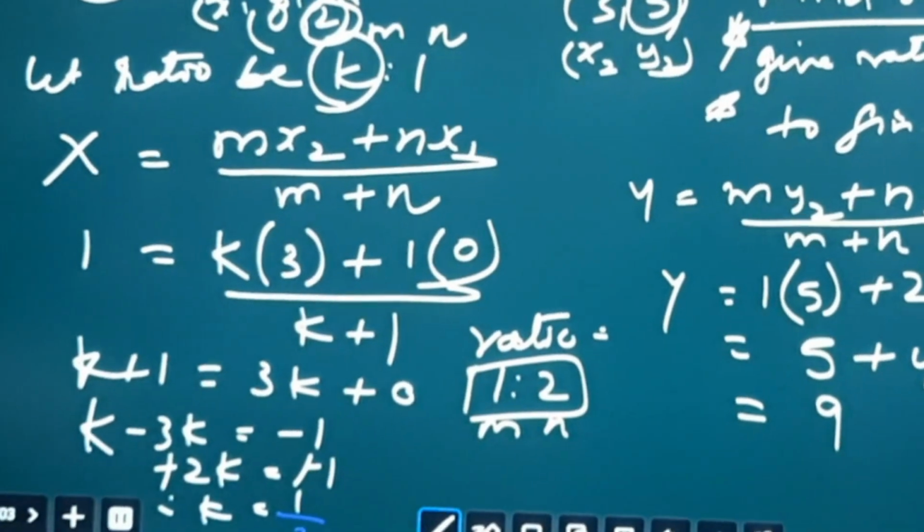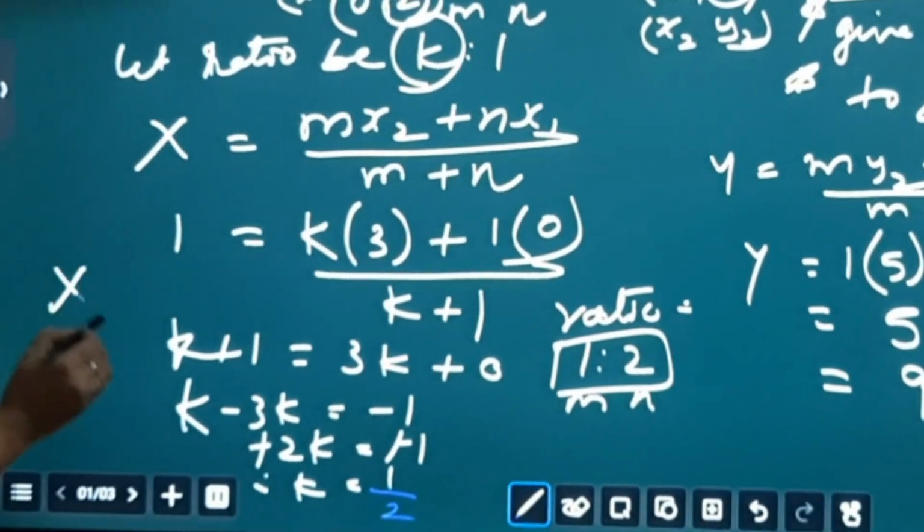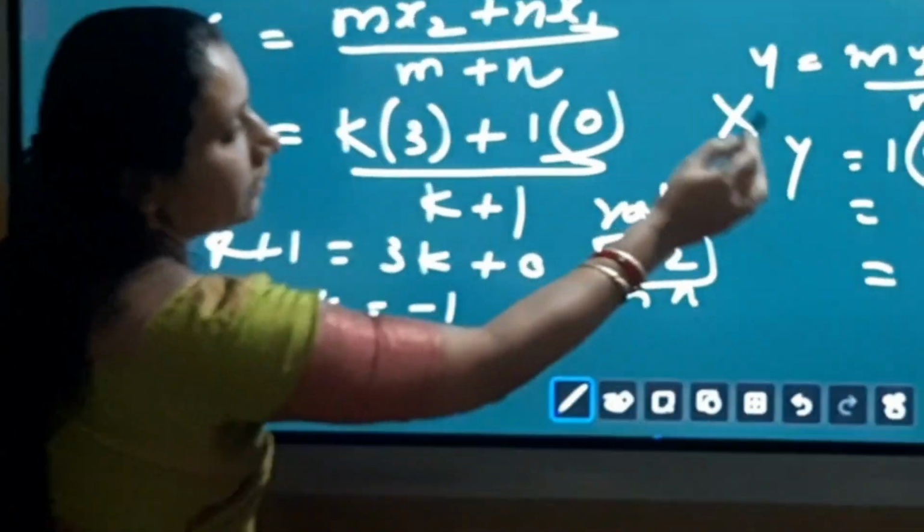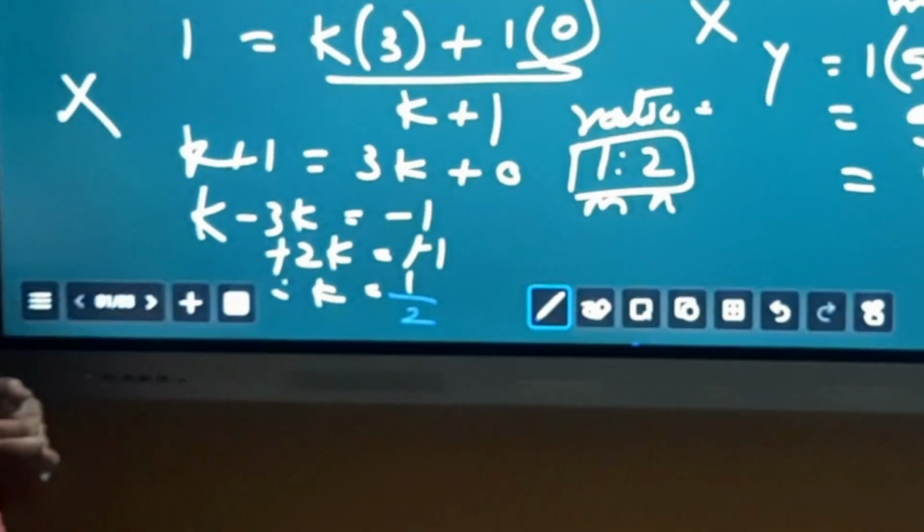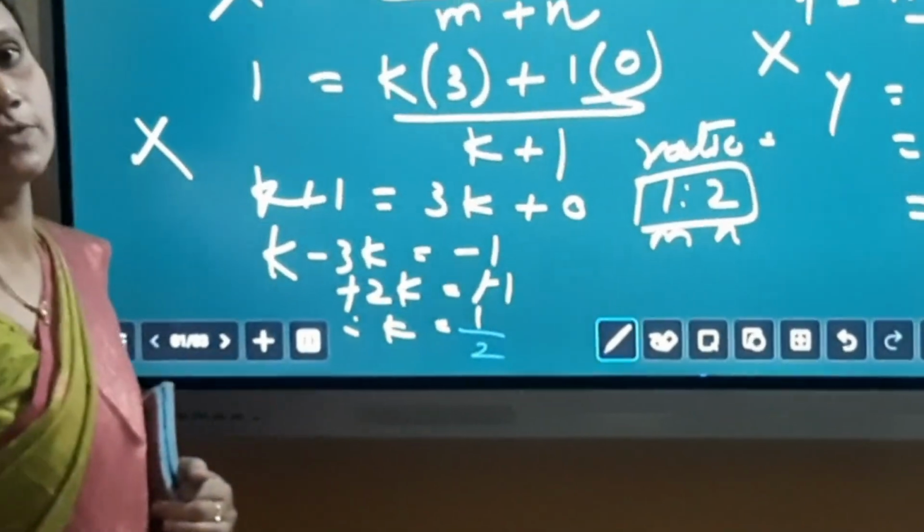So the same formula we can use for two varieties. One is to find the ratio and the other to find the value. So this is the final question of the chapter. In this way, you can easily solve the chapter.